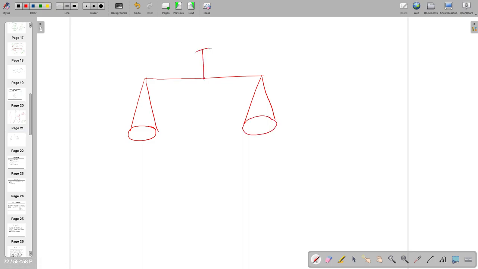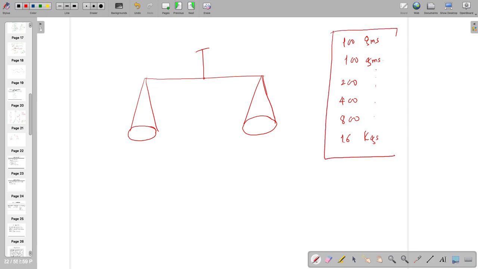Right. Now, if I have 100 gram, 200, 400, 800, 1600 or 1.6 kg. Let's make it 100 grams. So, I have these many weights available to me.